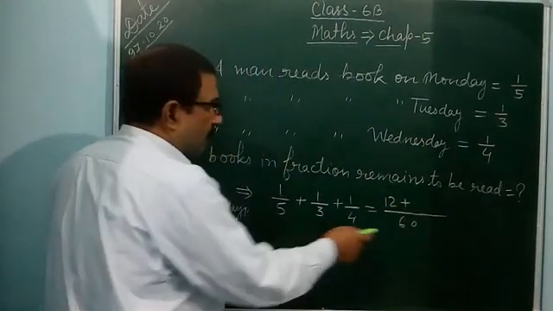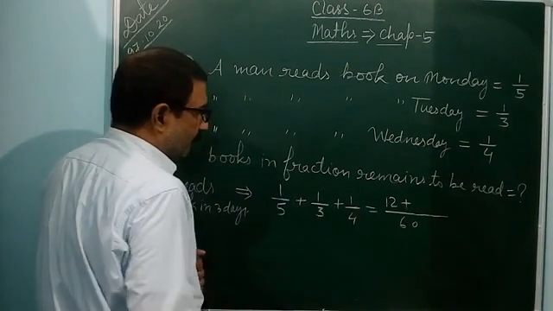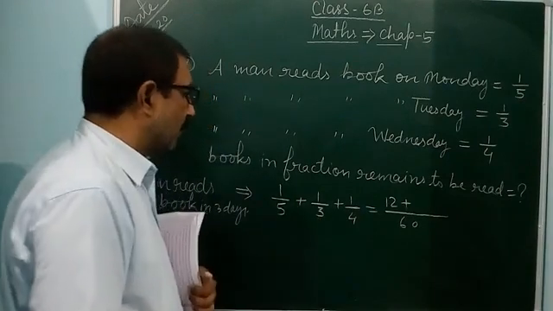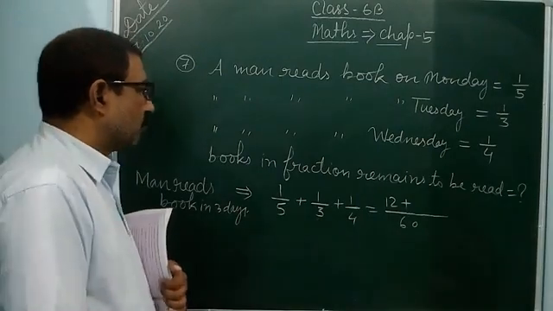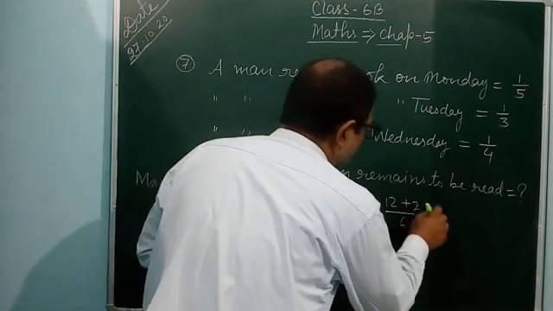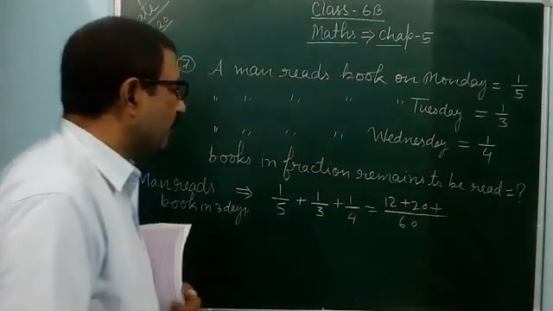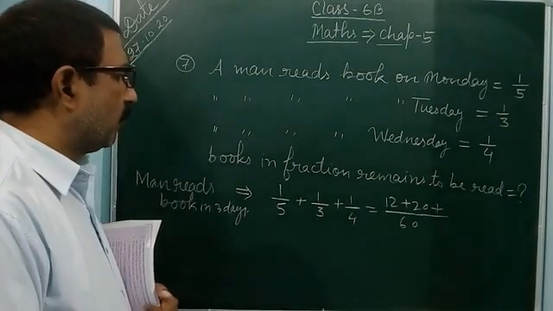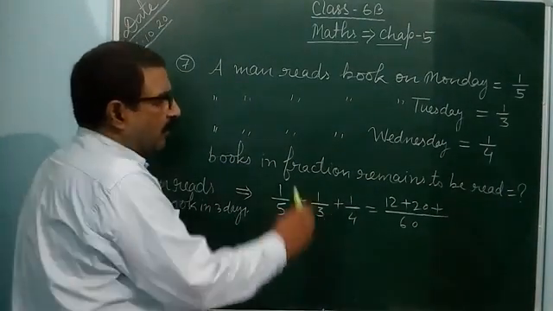Plus, you divide 60 by 3. 3 times 20 is 60, so 20. And plus, you divide 60 by 4. 4 times 15 is 60, so 15.